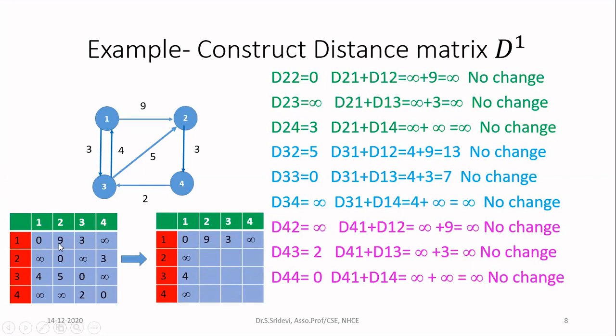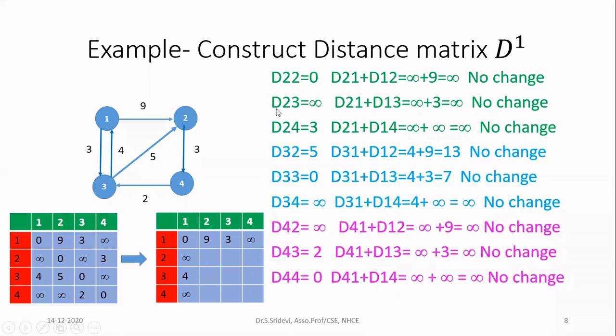D12 is in row 1, column 2, and the value is 9. If you add 9 to infinite, you get infinite. Now, the previous value of D22 is 0, and the new value you are getting through the vertex V1 is infinite. So the new path is not a better path, because our aim is to reduce the cost. The previous cost is 0, but the new cost is infinite. So don't change anything, keep the old entry as such.